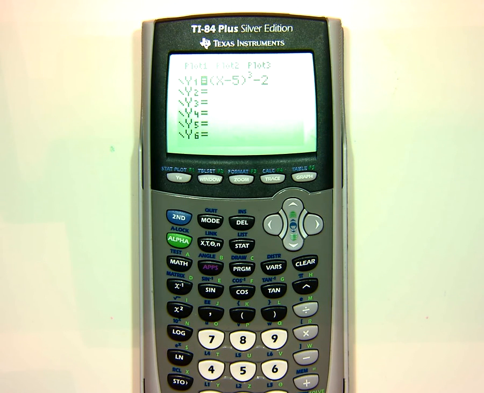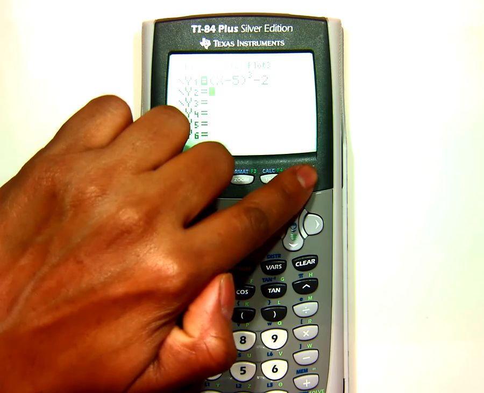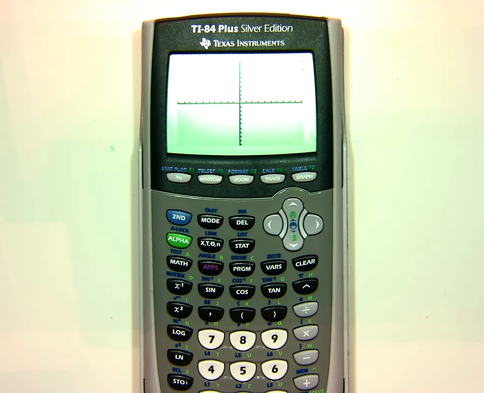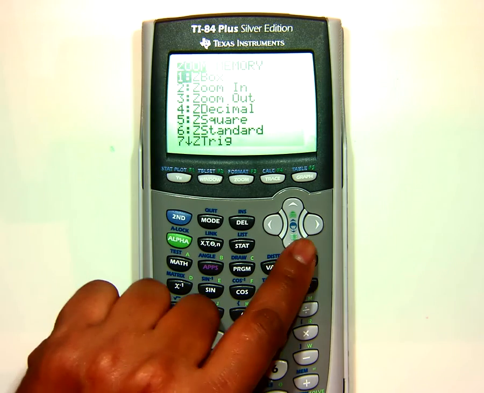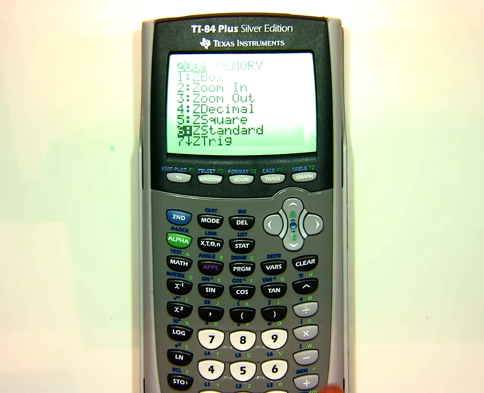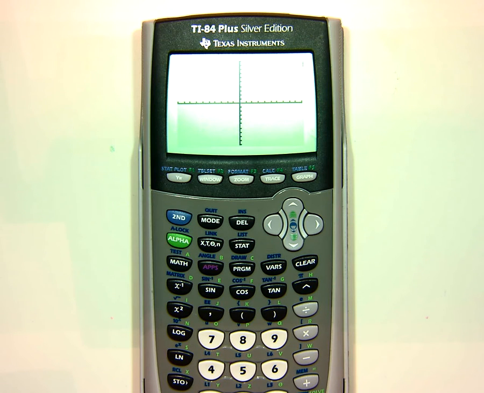So now it's time to graph. In the upper right hand corner, I want you to hit graph. And voila, there it is. Now different people again got different versions of the calculator, so I'm going to hit the zoom key and go down to zoom standard. This is only for those who don't have quite the exact same thing. You're going to get the exact same graph.